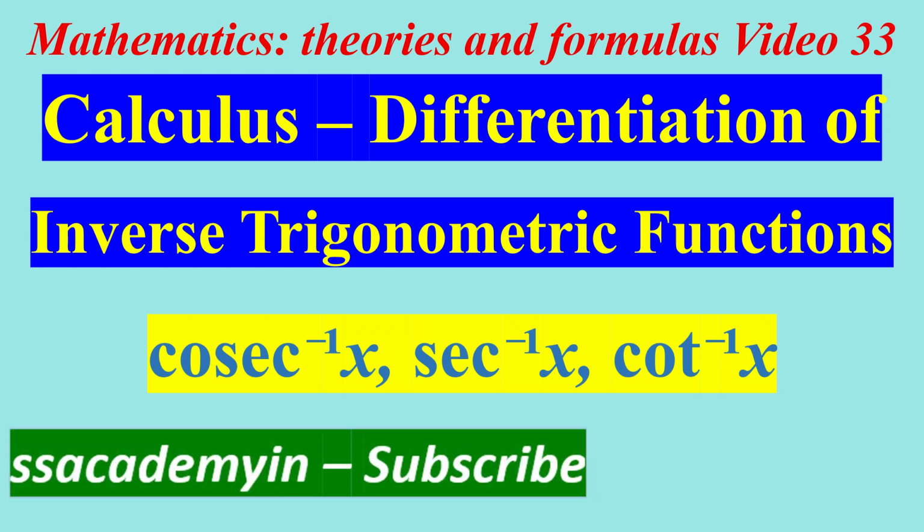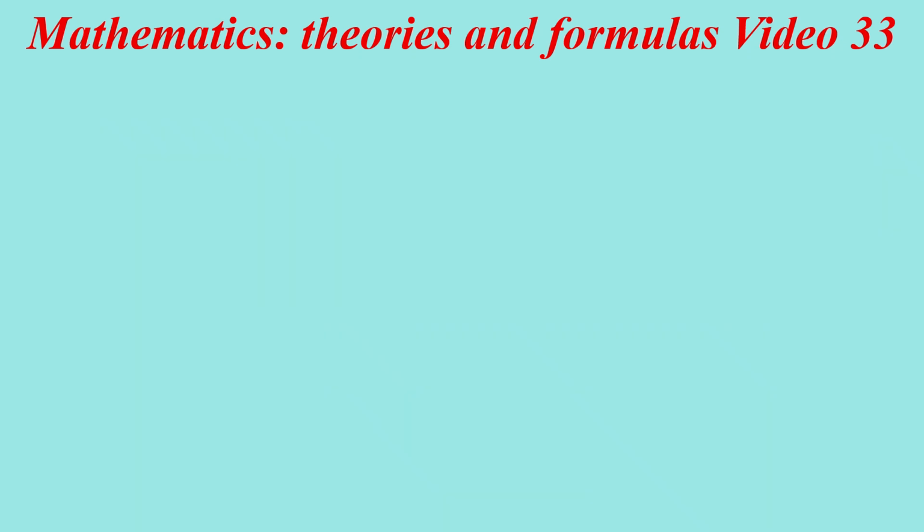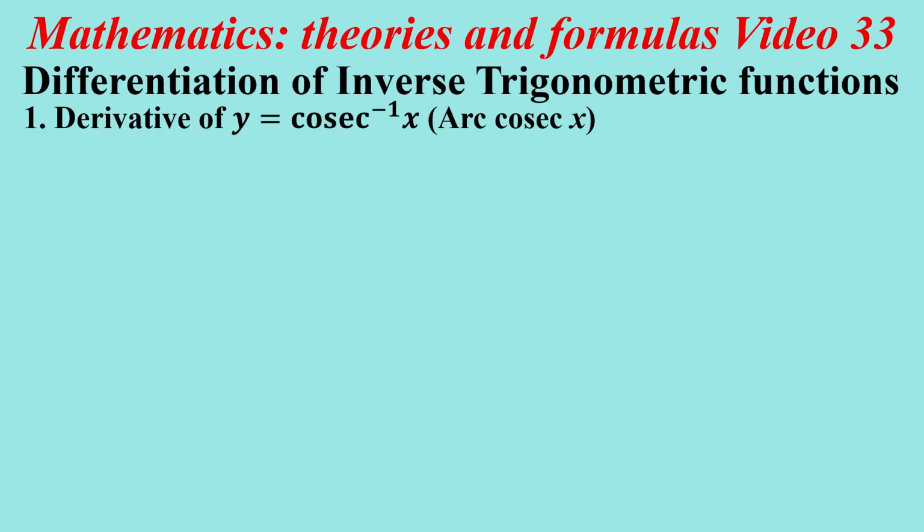Now again we are going to have the differentiation of inverse trigonometric functions, but we are taking here cosec inverse x, sec inverse x and cot inverse x one by one. So first we are going to have the derivative of cosec inverse x or arccosec x. So let y equal cosec inverse x.